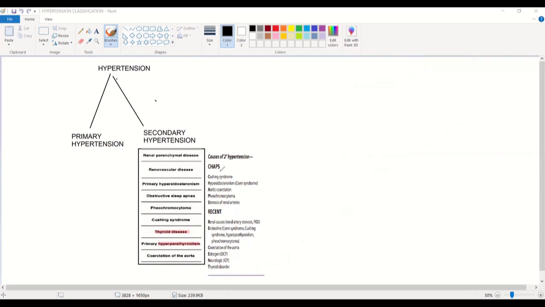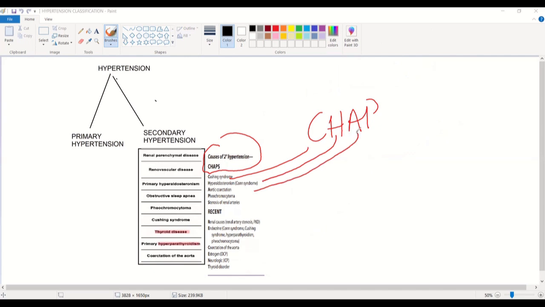These are some mnemonics for secondary hypertension. Causes of secondary hypertension: CHAP. C for Cushing syndrome, H for hyperaldosteronism, A for aortic coarctation, and P for pheochromocytoma and stenosis of the renal artery. And another mnemonic is: renal causes, endocrine causes, coarctation of aorta, estrogen, neurological and thyroid disorders, right?